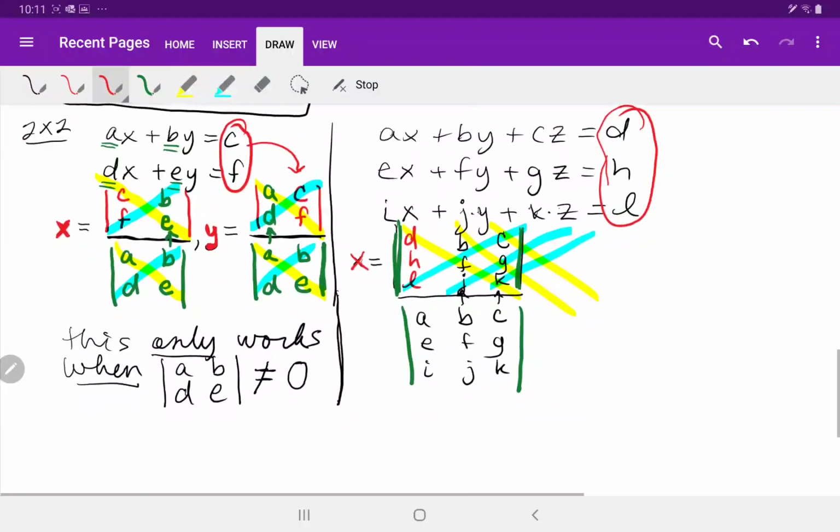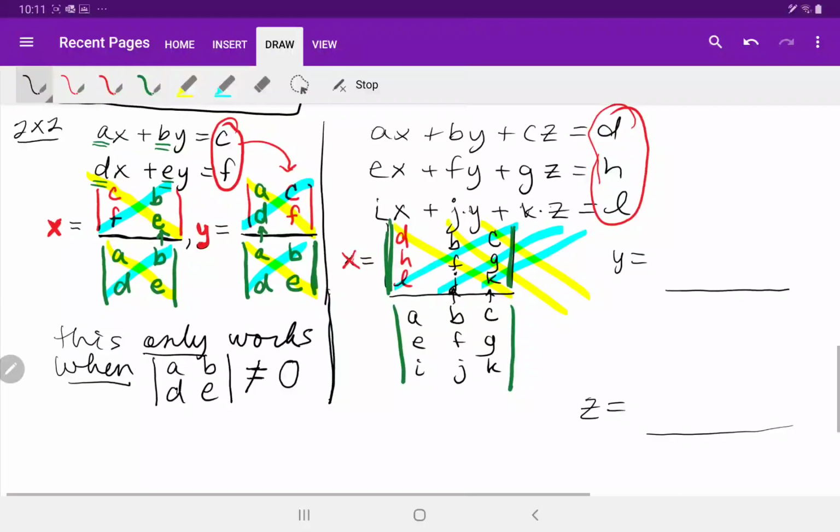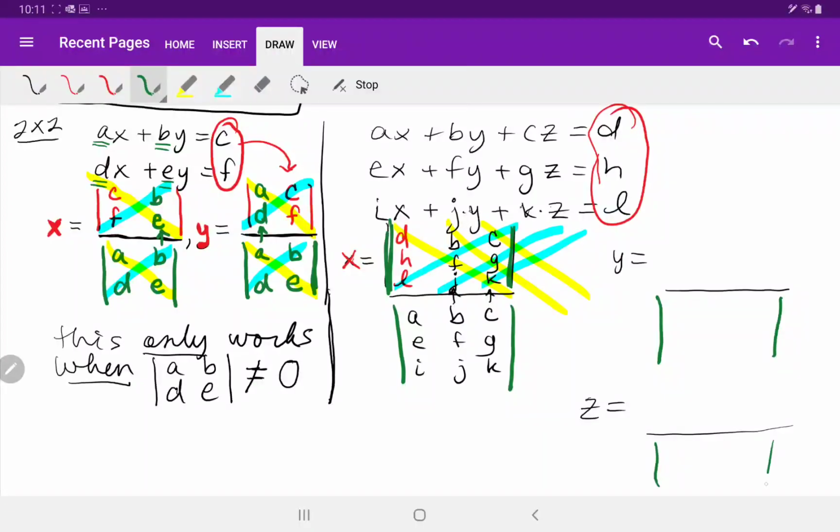So try it for y and z. Pause the video, see if you can get the y and z ones, and then you can check it with mine. So don't just copy mine. Okay, so put your denominators.